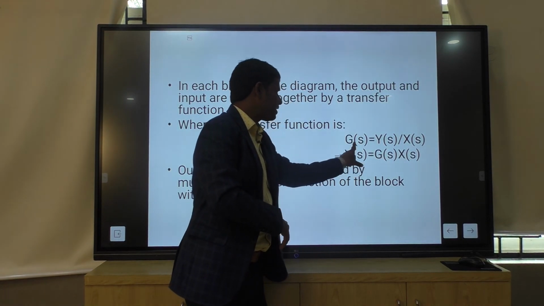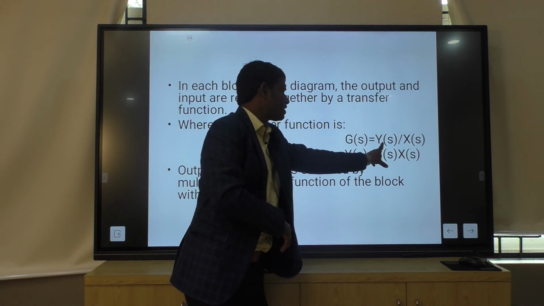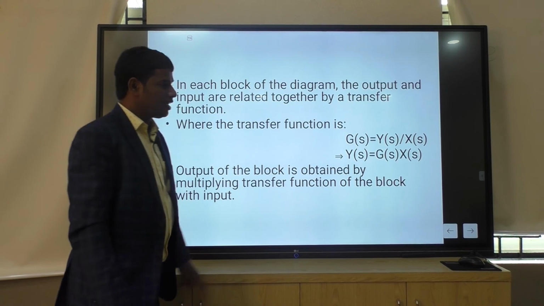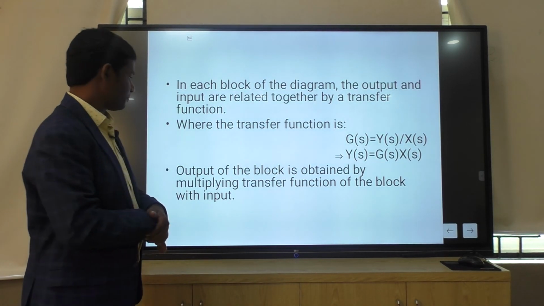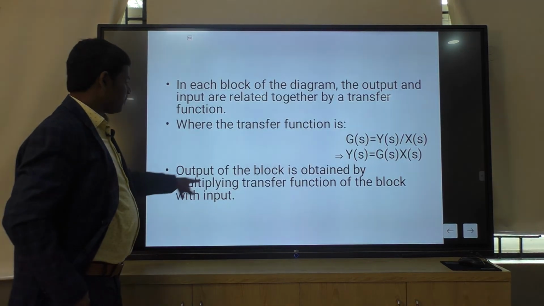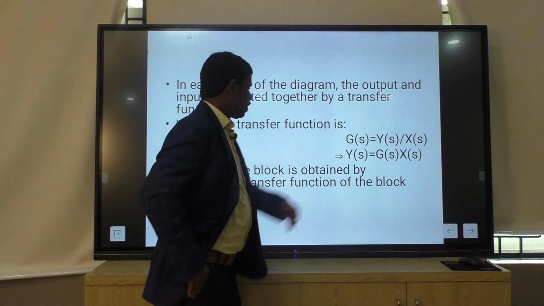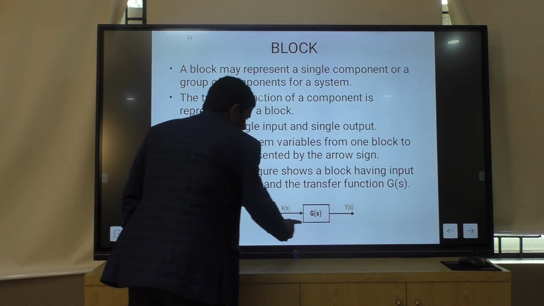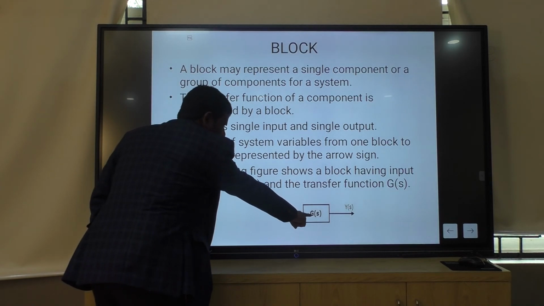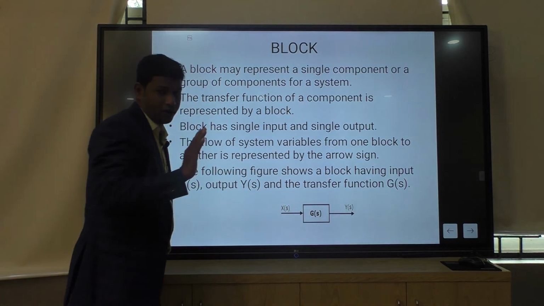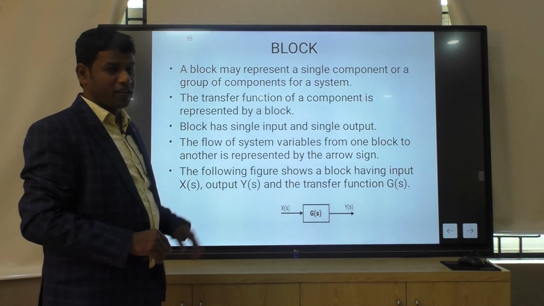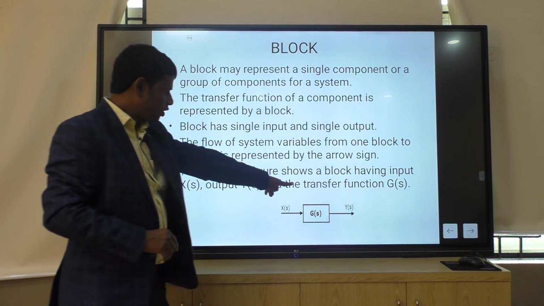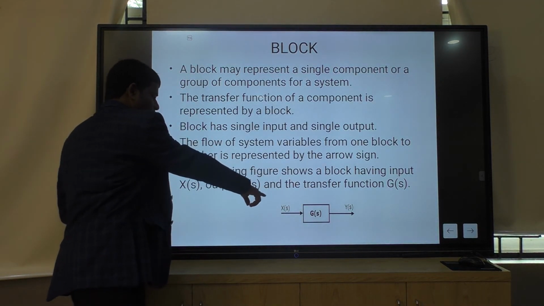So this implies G(s) is equal to Y(s) by X(s). Y(s) means output signal by input signal. For a particular block, output signal by input signal is equal to the transfer function of that block. The output of the block is obtained by multiplying the input signal into the block transfer function value. In each block, the output signal is equal to the multiplication of input signal and the block transfer function value. That means in this picture, Y(s) is equal to X(s) into G(s).